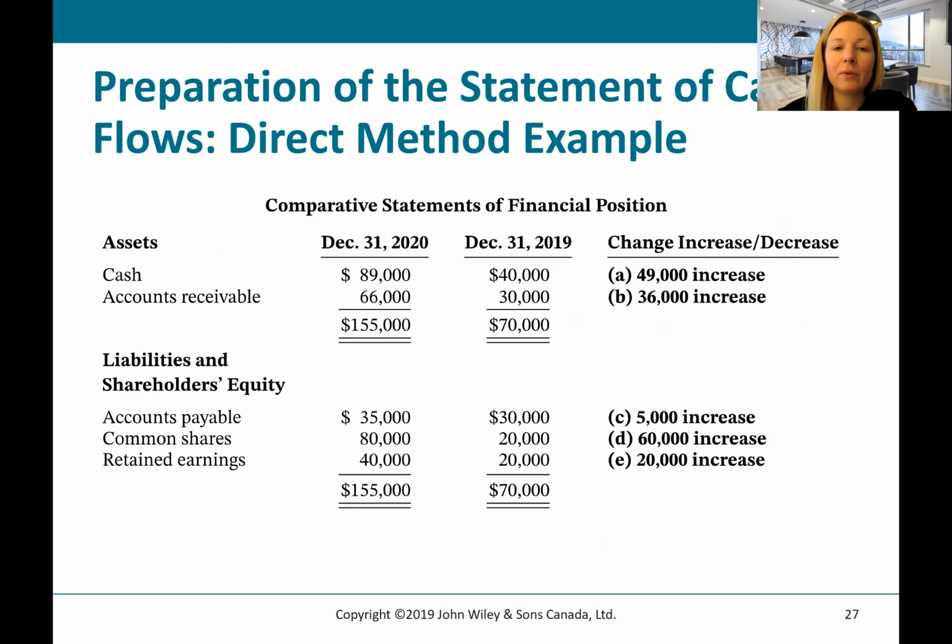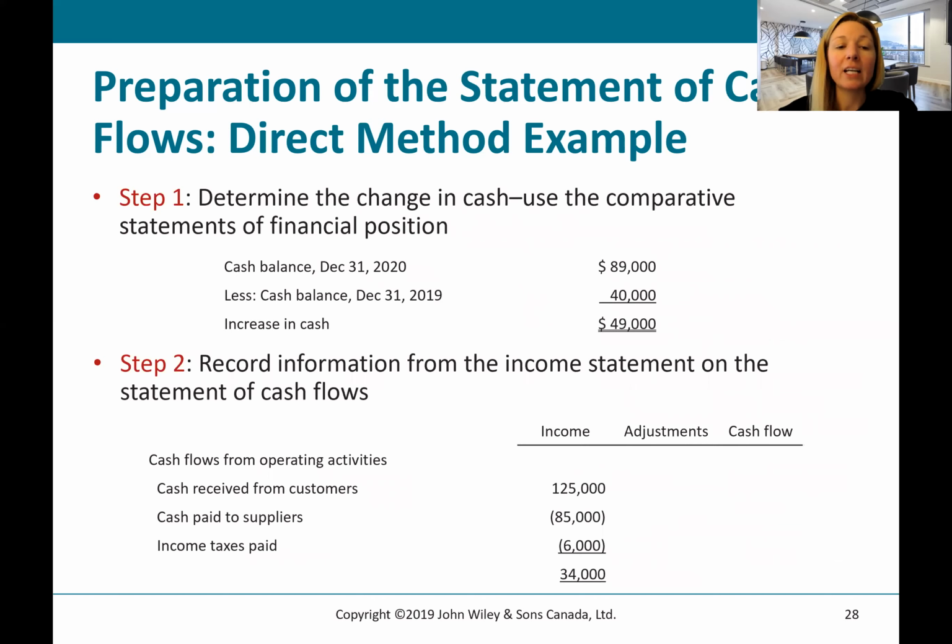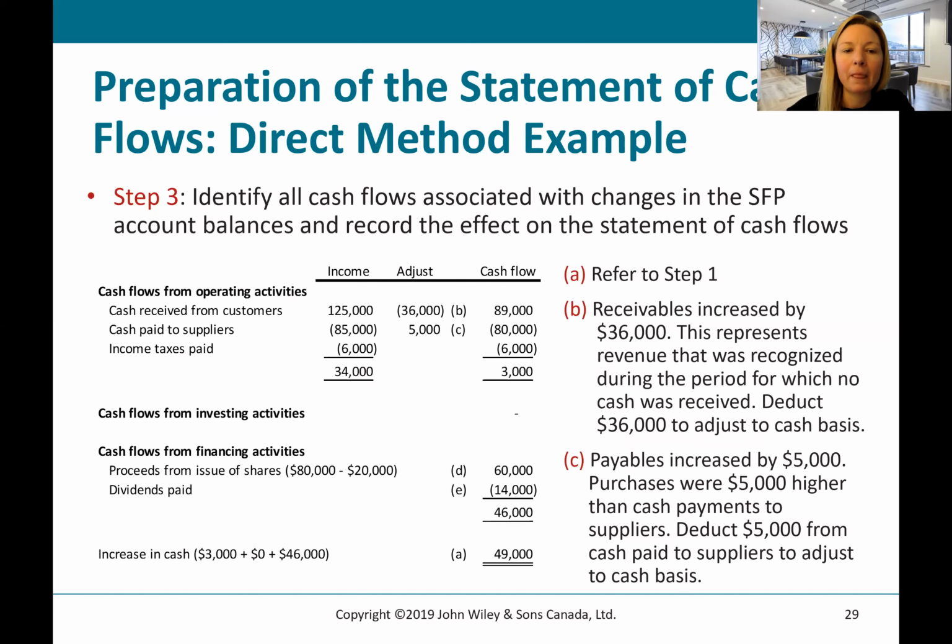So we always relabel these items as cash flow activities. So you can see sales revenue and AR together became cash received from customers. Operating expenses and AP became cash paid to suppliers, and income tax expense became income taxes paid. So that completes our operating activities section. So you can see that our net cash flow from operating activities is $3,000.